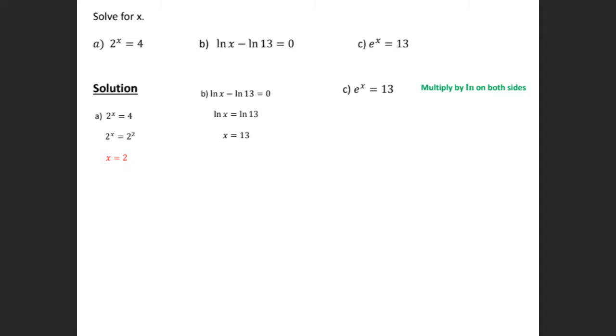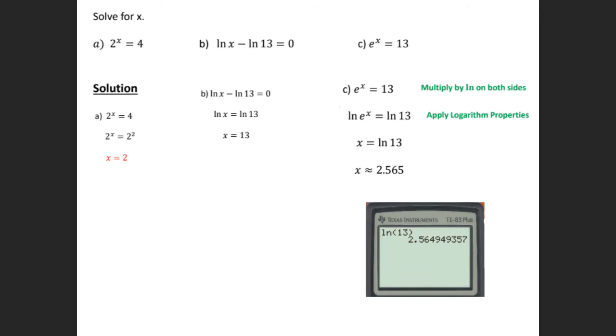E to the x equals 13. Again, I can multiply both sides by its inverse. The inverse of e to the x is the natural log. So if I do that to both sides, on the left side the natural log of e to the x is just going to be x. So the answer here is just going to be the natural log of 13. To get that, we can use our calculator, plug it in. Rounding to the thousandths place, we get 2.565.